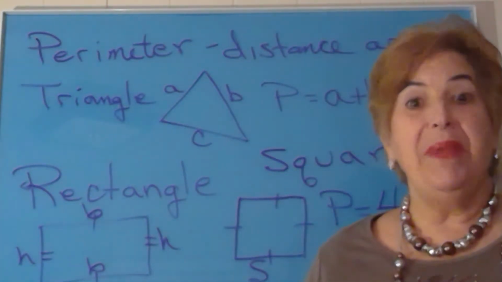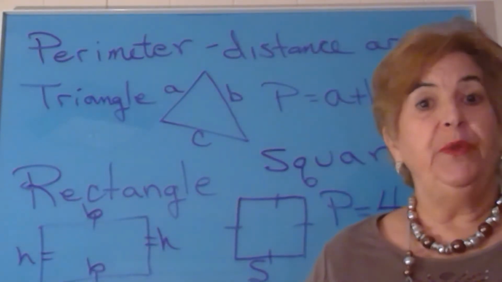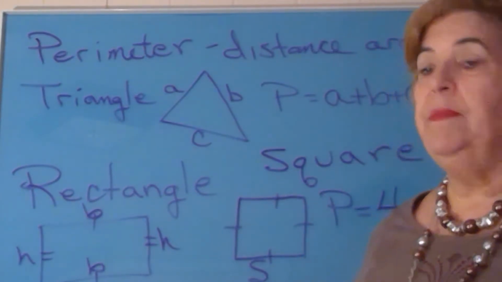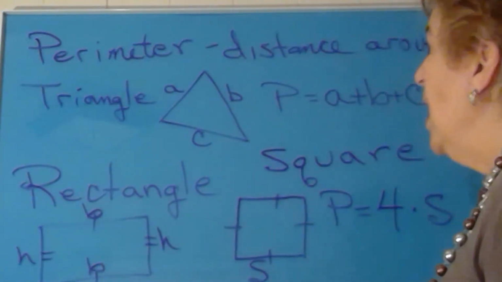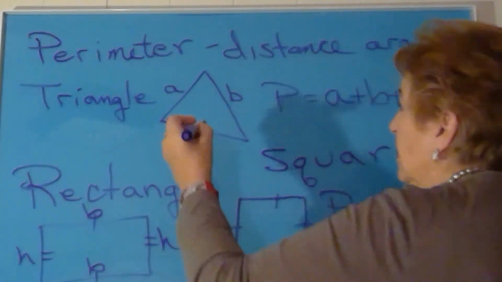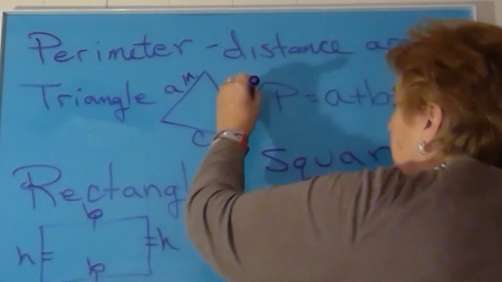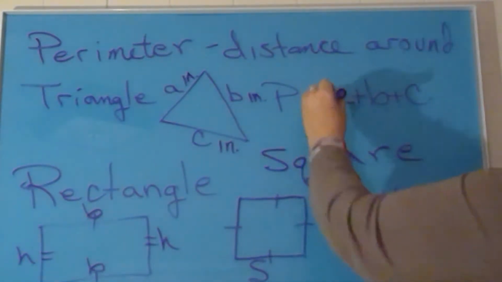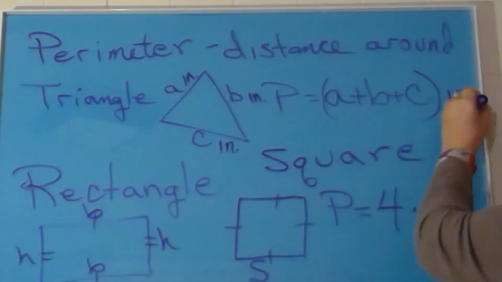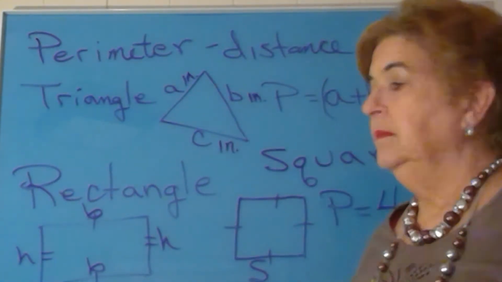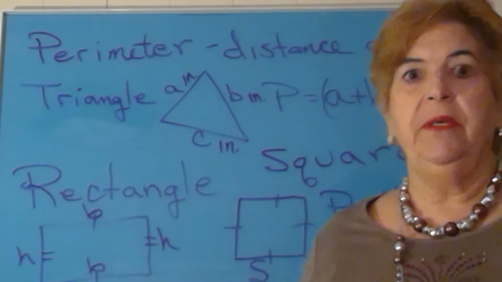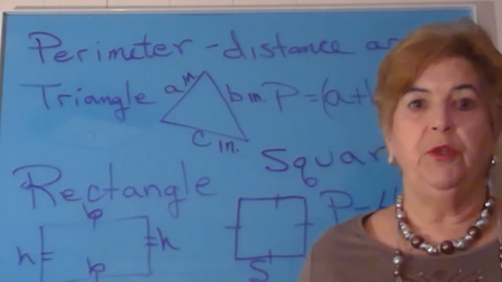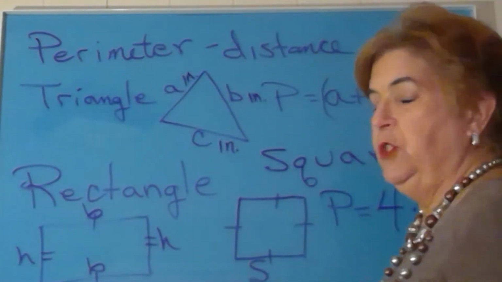One thing that I have not mentioned is the units that we use. For perimeter, the units are the same as the units that you were given. If this was in inches, the perimeter would be given in inches. If it's centimeters, then the perimeter is in centimeters. We call it a linear measurement because all we're doing is measuring lengths.